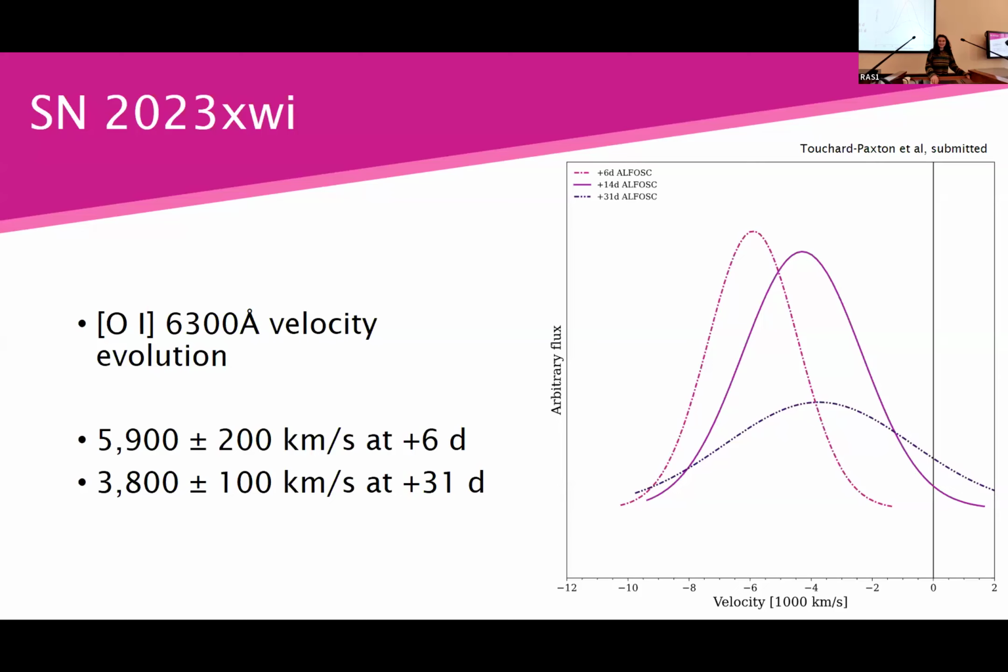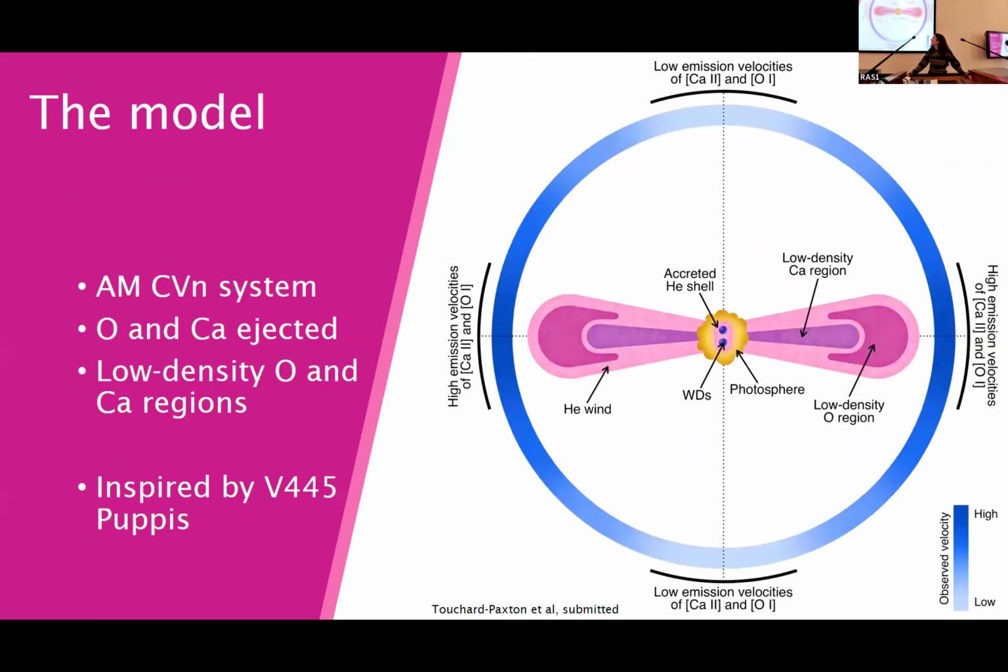So this leads us to my model. This is based on AM CVn systems, which you heard about earlier. So these are recurrent helium nova systems. You've got two white dwarfs orbiting each other. One accretes helium from the other, and then periodically undergoes helium novae on its surface. And then this helium gets chucked out and caught in these polar lobes and forms these helium winds.